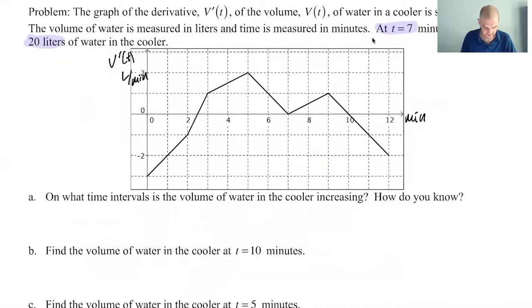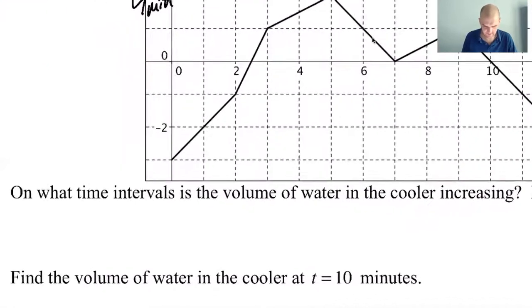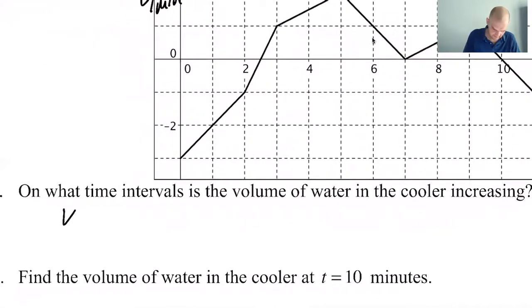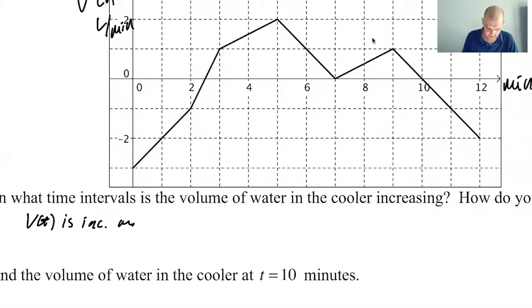And what time intervals is the volume of water in the cooler increasing? How do you know? Well, this is a graph of v prime. So v, the amount of water, will be increasing anytime v prime is positive. So here are all those. So let's say v of t is increasing on, I'm going to go straight from 2.5 to 10. Exactly at 7, it's not increasing or decreasing. It's like it's flat for a second. But on an interval, I'm going to say from 2.5 to 10.